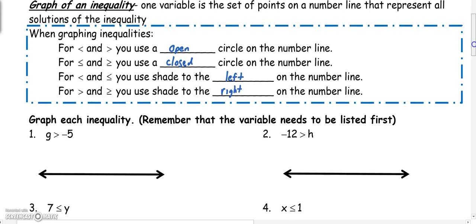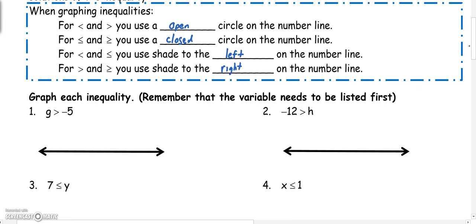So when we are graphing an inequality, the thing that's important to remember is that your variable must be first. So in number 1, we have g is greater than -5, which means our variable is first. So we're going to place -5 on the number line. Because it's a greater than sign and there's no bar underneath it, it gets an open circle. And then our sign is pointing with the tip towards the right, so we are going to shade to the right.